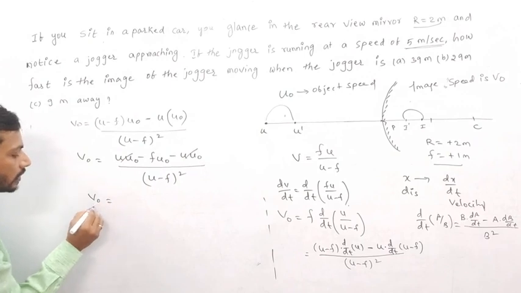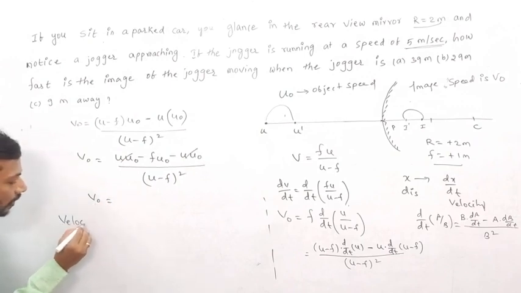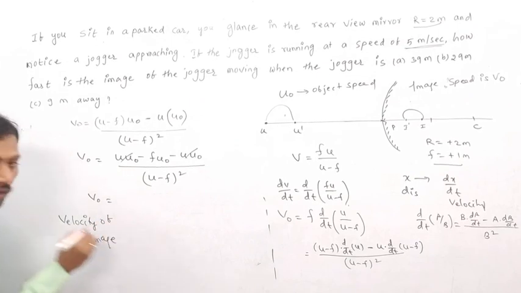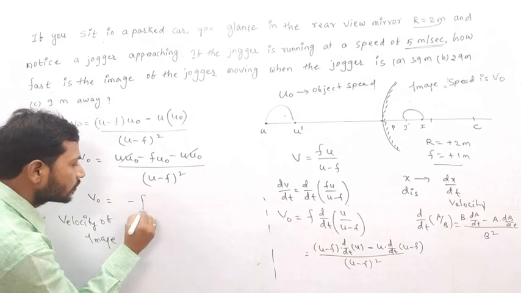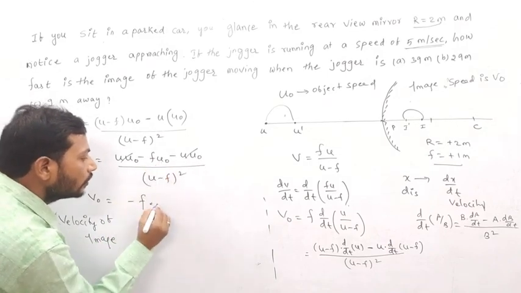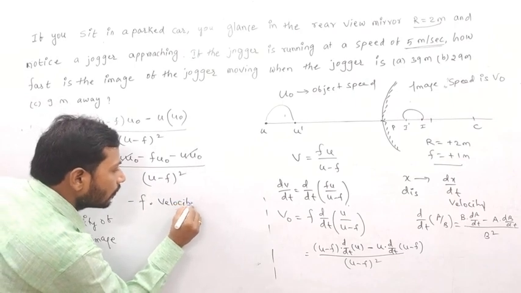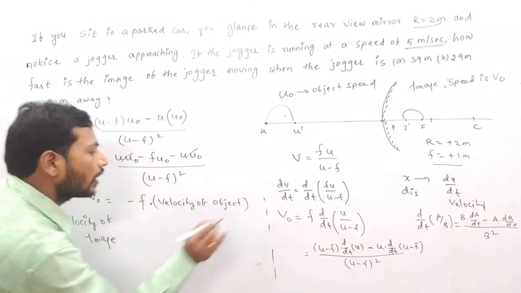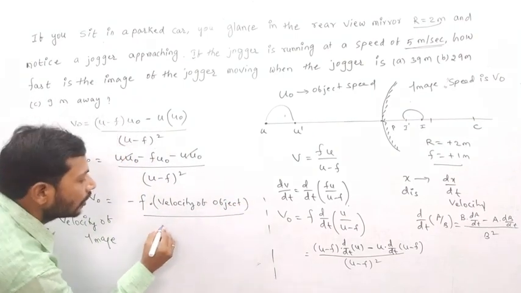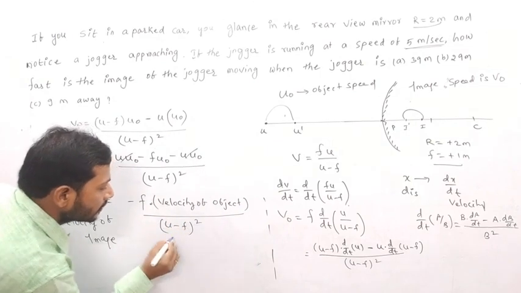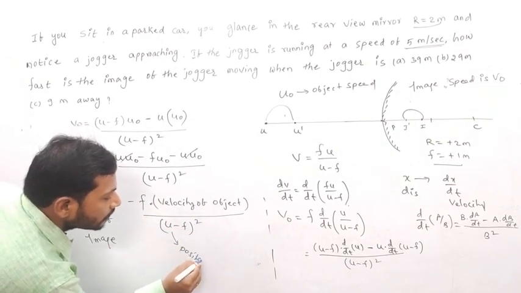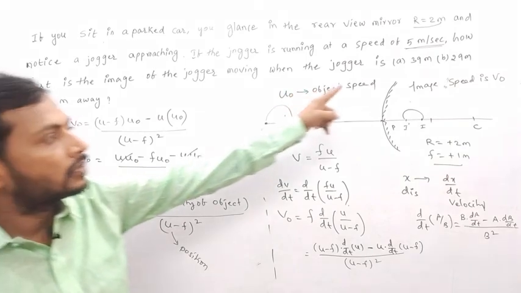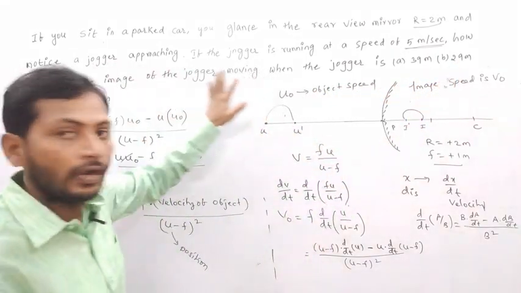v naught equals to, meaning velocity of what? Velocity of image equals to, what did you get? Minus focal length into, what is meant by u naught? Velocity of the object, easy to write, of object divided by u minus f whole square. What is meant by u? Position. What is meant by f? Focal length. So now for the second case, 29, this much regular method is not needed.